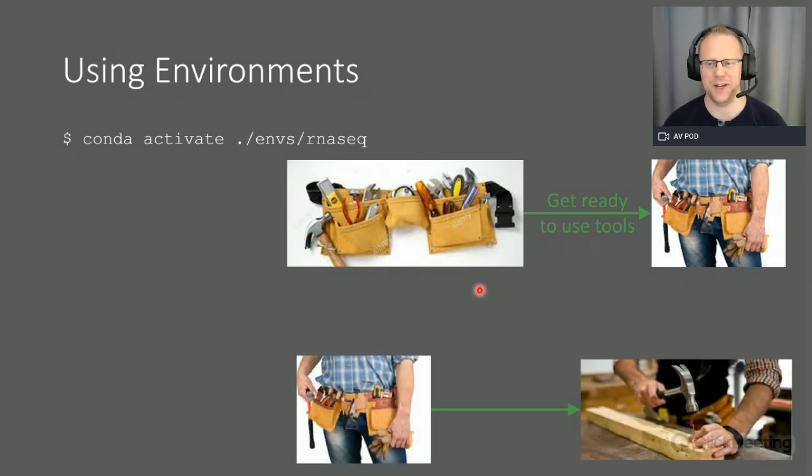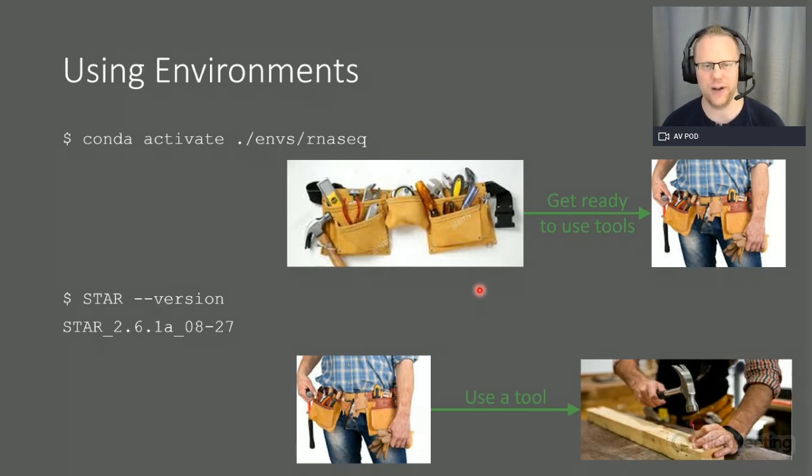So we're ready to go. We want to use the tools. Let's see what's available. We can do commands like star in this context because we've installed star as a tool. And so when we run star, we can see that it's ready and available to use.